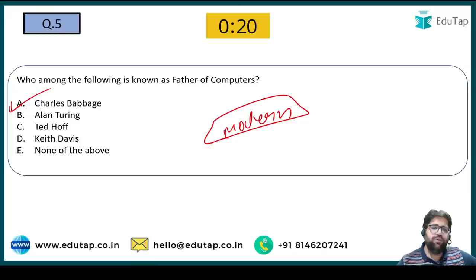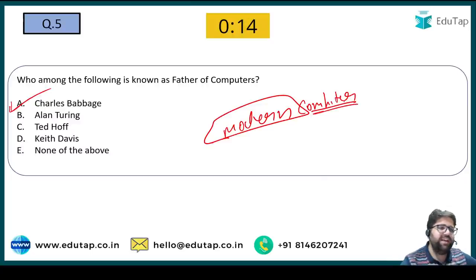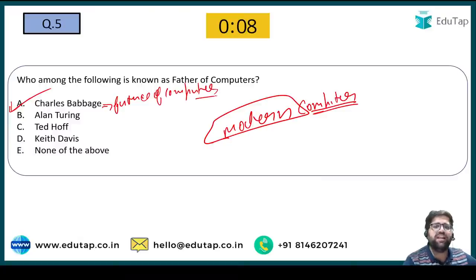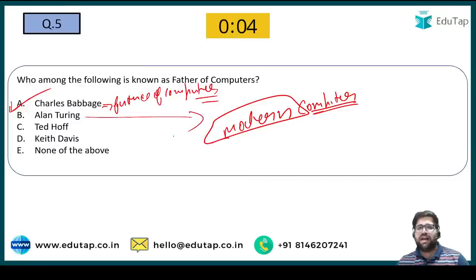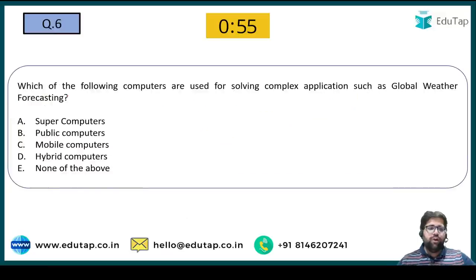Listen to this question. Who is also known as the father of modern computers? Can I know that particular answer? Yes, it's Alan Turing. So remember, he is the father of modern computers because he was the first to introduce the analytical process in computers. As simple as that. It's very important to learn these different components because there can be a question, but this is a very easy question. Now let's move ahead to question number 6.